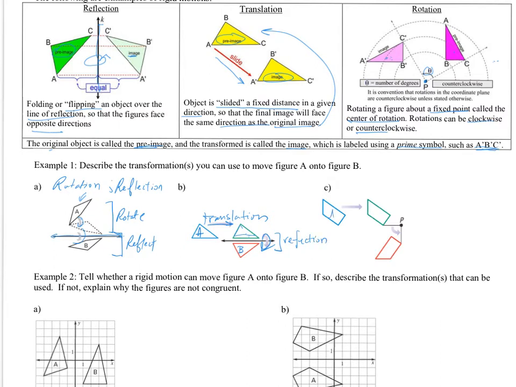Okay, part C, again we have A, and this is B. We have translation again, and then from this point, this image is being rotated about a fixed point. So this is a fixed point. So we have rotation.